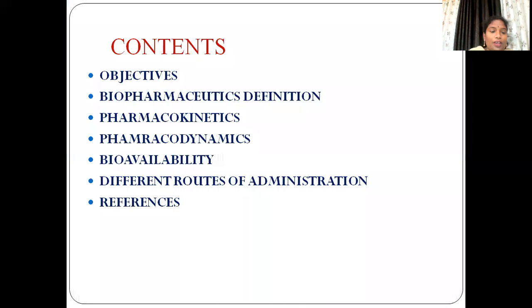Okay, these are the contents we are about to discuss: objectives for biopharmaceutics, definitions, pharmacokinetics, pharmacodynamics, bioavailability, different routes of administration, and references. Coming to the objectives.